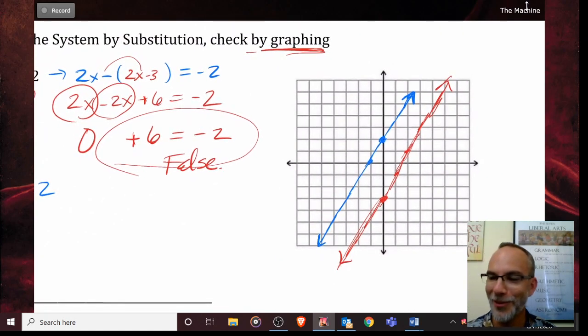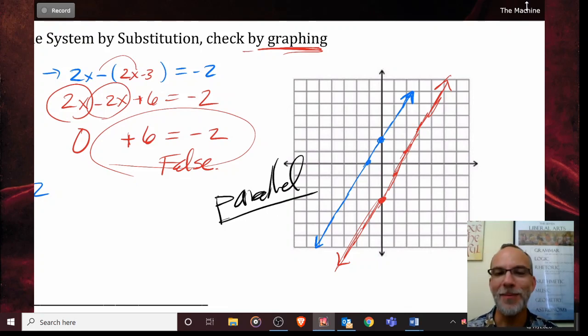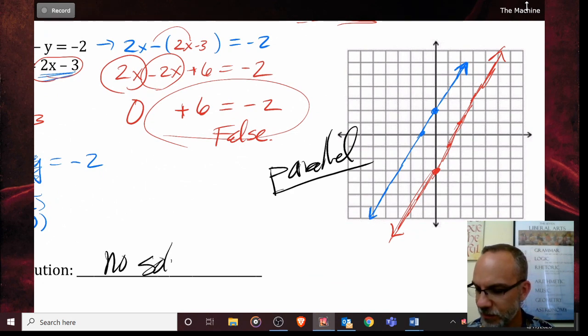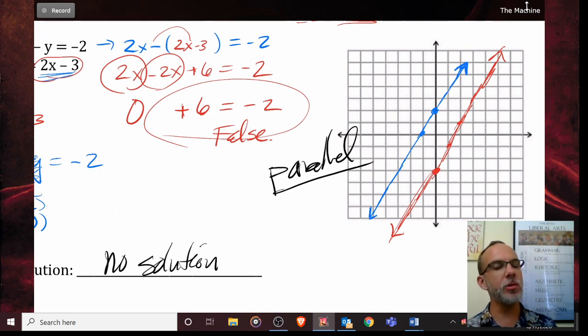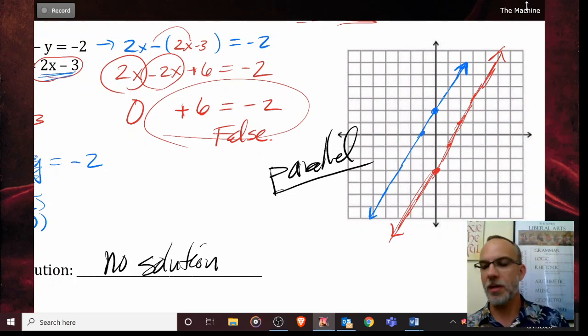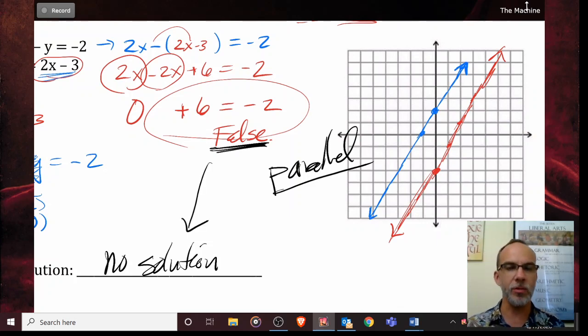Oh, wait a minute. What kind of lines are these? Parallel. No solution. See, I didn't do anything wrong. When the variable drops out and you have a false statement that remains, you have no solution. There is no place where those things will intersect. That's what that means when it happens analytically.